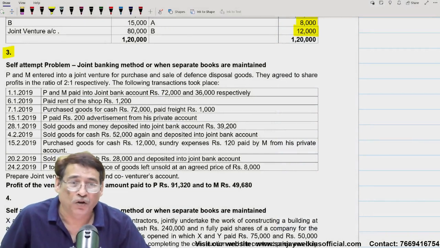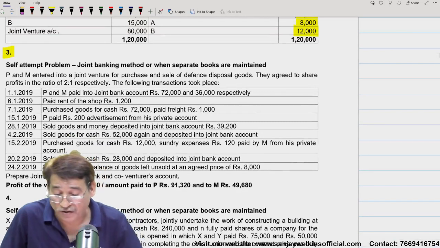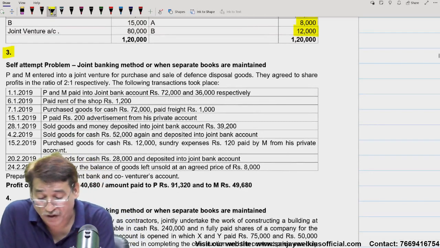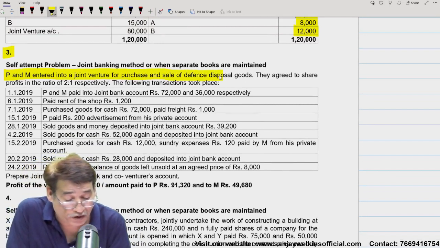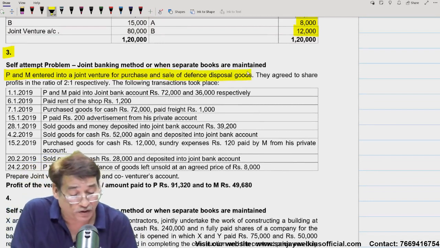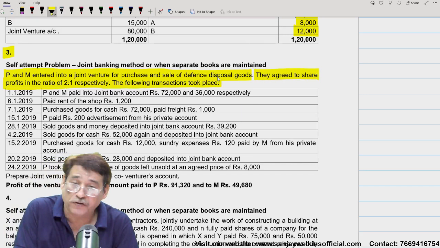So I hope that you might have given it a try. Anyway, still I will do it for you. In this particular case, it is given that P and M entered into a joint venture for purchase and sale of defense disposal. They agree to share profits in the ratio of 2:1 respectively. The following transactions took place.